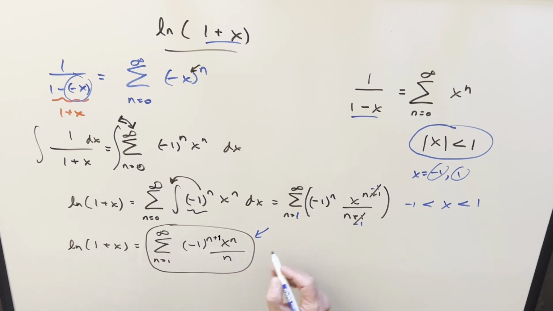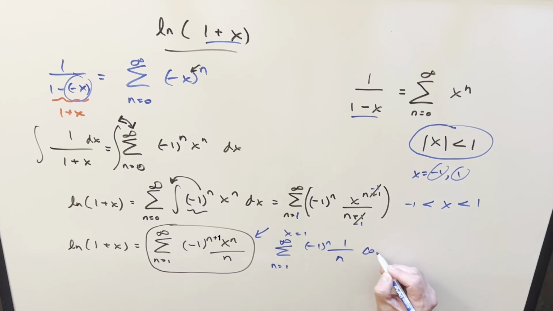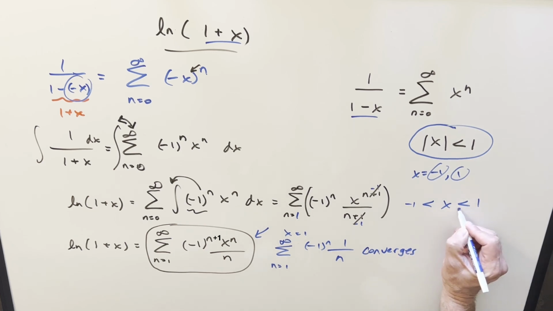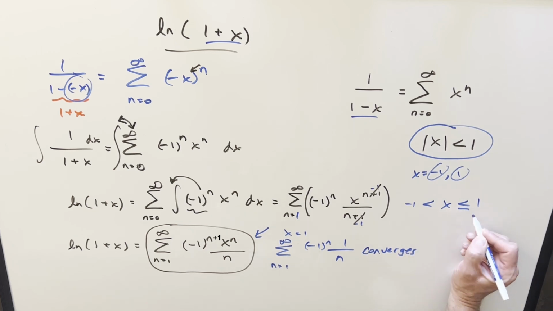So first, let's start with x equals 1 and plug in. This will just become our sum, we'll have minus 1 to the n. Plugging a 1 in for x, we just have 1 over n here. But this is basically our alternating harmonic series, and we know this converges. So this is going to be fine for our x equals 1 value, and we can include that. We'd say x can be less than or equal to 1.